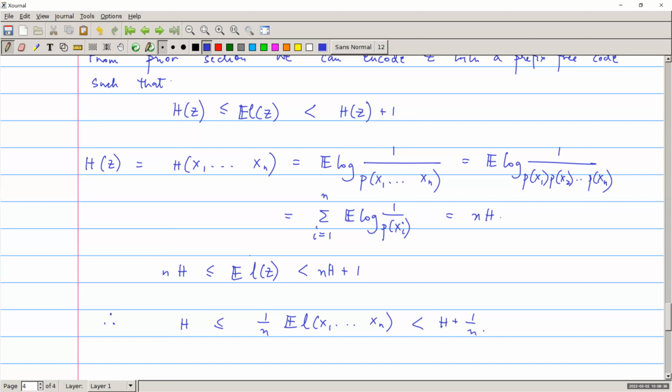Okay, so when you're encoding long sequences of the random variable, per symbol you're going to use h bits to encode it. So the asymptotically optimal way is to use h bits per symbol. Okay, so does this make sense?